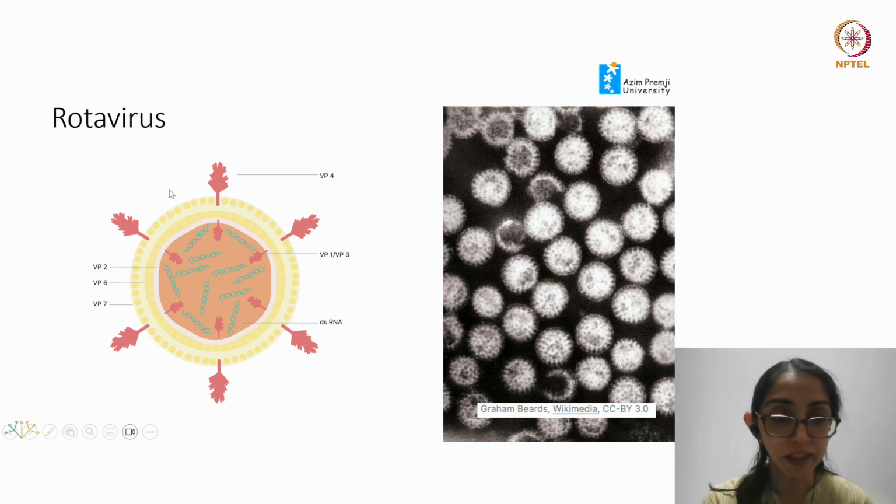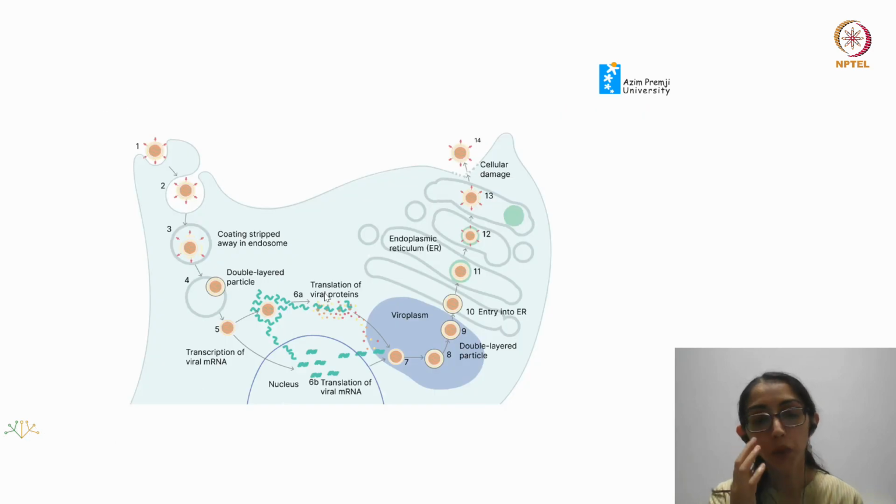A schematic of the rotavirus shows you that the genome of the rotavirus is made up of double-stranded RNA molecules, and it has viral proteins 1 through 7 that are specifically located at different positions on the viral particle. A more detailed and more specific picture for rotavirus is shown here.